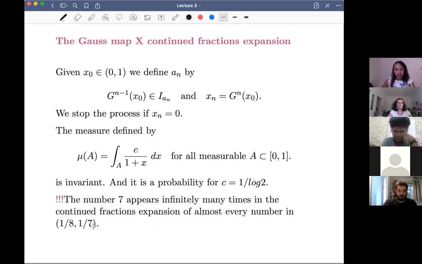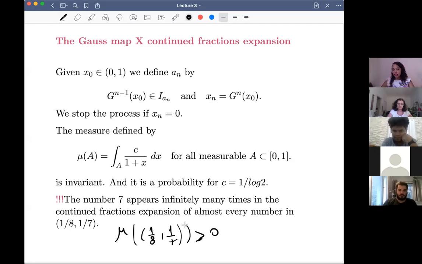How do we obtain this from the measure? First of all, this is an interval, and then you should prove that the measure of this interval, 1 over 8, 1 over 7, is positive. That's not hard to prove. This measure is positive. Great.